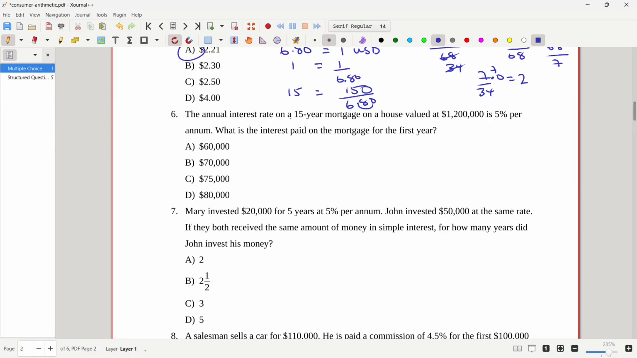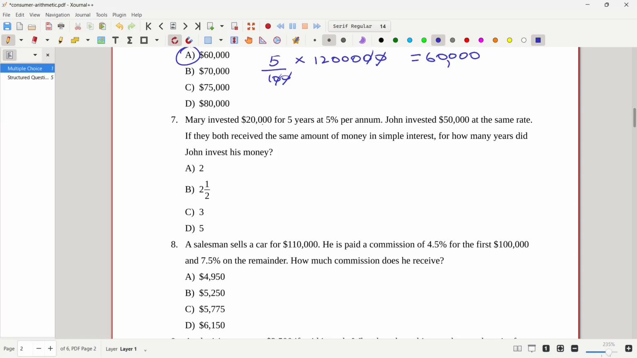The annual interest rate on a 15-year mortgage on a house valued at that is 5% per annum. What is the interest paid on the mortgage for the first year? All right, so we're looking at 5% of 1200000. All right, so we're just looking at the interest for the first year. And that's 12 by 5, which is 60, and then 1, 2, 3 zeros, and the answer is 8.